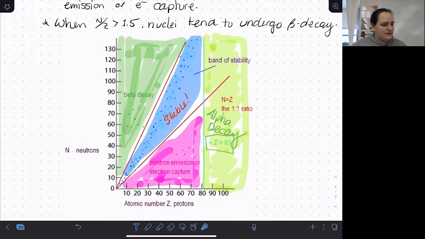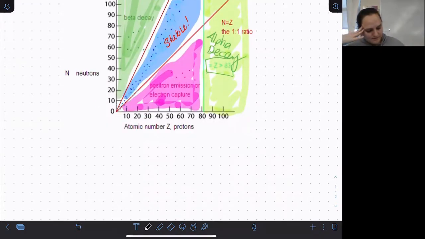So let's look at an example and see if we can make a prediction about whether this is going to be stable or unstable, and if it's not stable, what type of decay it's likely to undergo. So let's look at uranium-235. Why don't you pause here, take a minute, and try to think about this one on your own. Do you think it's stable or unstable? And if it is unstable, what type of radioactive decay do you expect it to undergo?